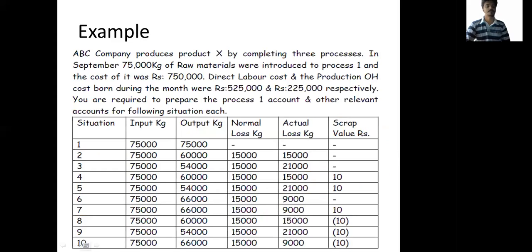Situation number 7. Here input 75,000. Output 66,000. Normal loss 15,000, actual loss 9,000. The only difference is that we can sell this scrap at 10 rupees per kilogram. Different from the earlier one, the normal loss can be sold for 10 rupees each. Okay, without wasting time, let's move.